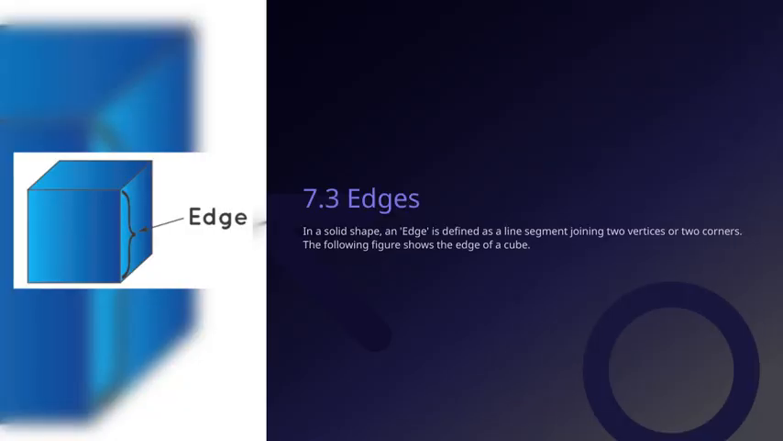Let's take a closer look at edges in solid shapes. An edge is essentially a line segment that connects two vertices or corners of a shape. Think of it as the line you see running between the points where the faces meet. For example, in the figure of a cube, each of those lines along the edges represents a connection between two vertices. Recognizing these edges helps us understand the structure and boundaries of three-dimensional shapes.